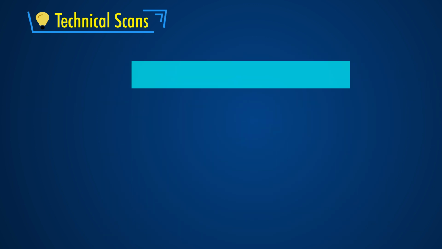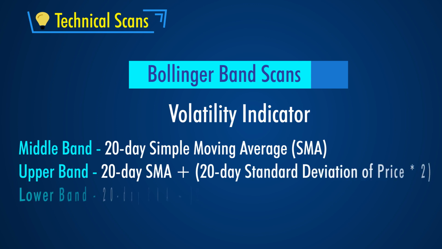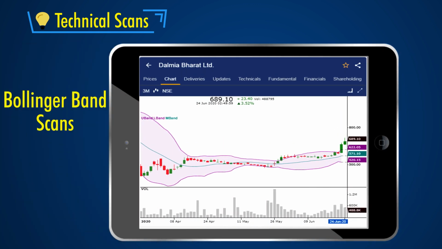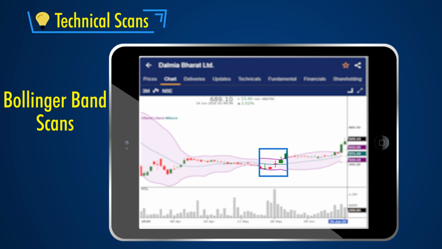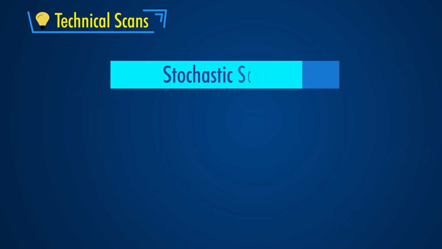Next is Bollinger Band Scans. Bollinger Band is a volatility indicator which uses moving averages and standard deviation as a measure of volatility. There are Bollinger Band Scans available in StockEdge that help us in filtering the stocks based on the volatility of the stock. One of the scans is Close Crossing Upper Bollinger Band from below that indicates uptrend will continue, as shown on the screen.